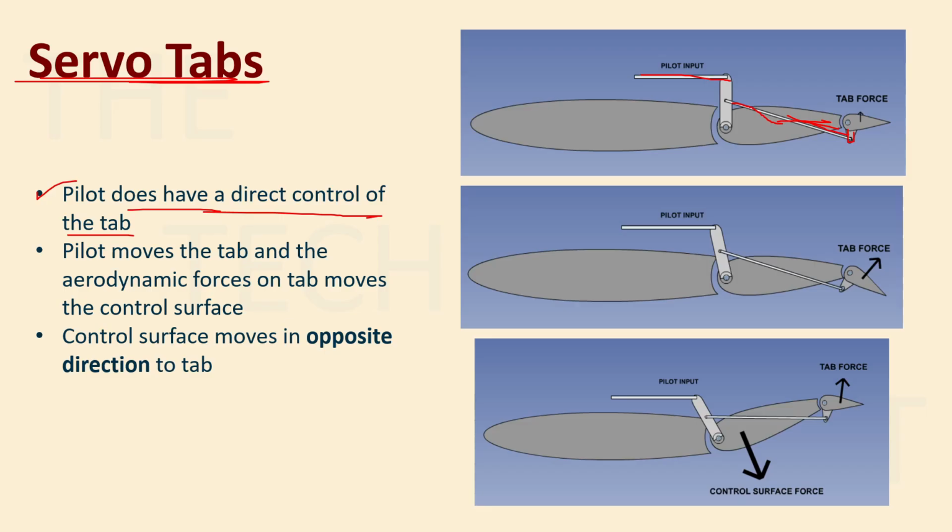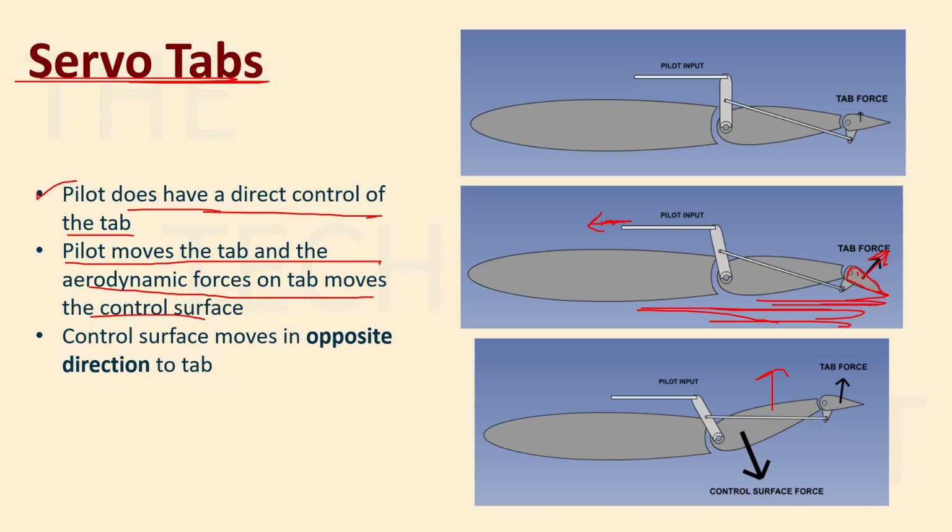So in this, the pilot moves the tab and the aerodynamic forces on the tab move the control surface. So this is a little interesting. You see, the pilot will move this tab. Here in the second image, you can see the pilot has applied pressure and moved the tab downwards, right? And because the tab has moved downwards, there will be aerodynamic forces. The air will be flowing from here and will create a force on the tab, and the tab itself will move the whole control surface with itself.